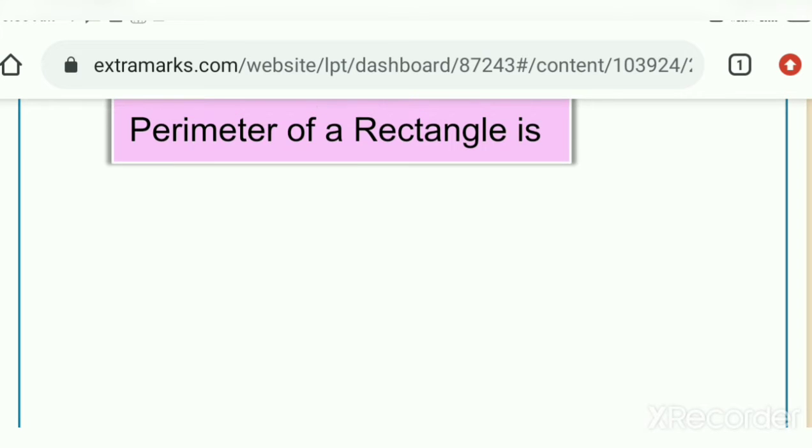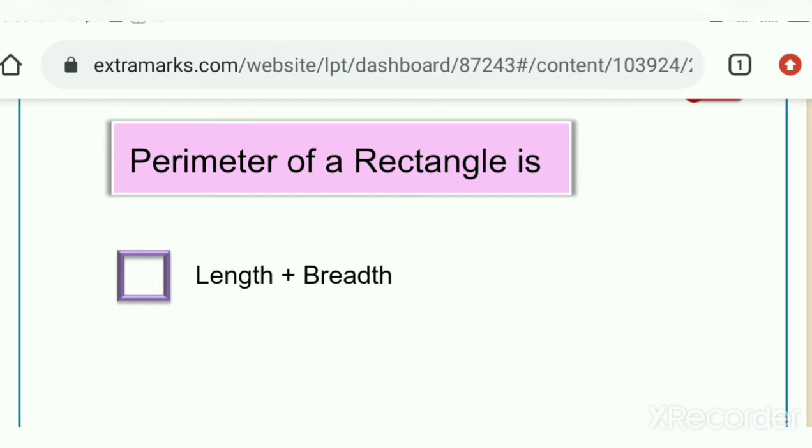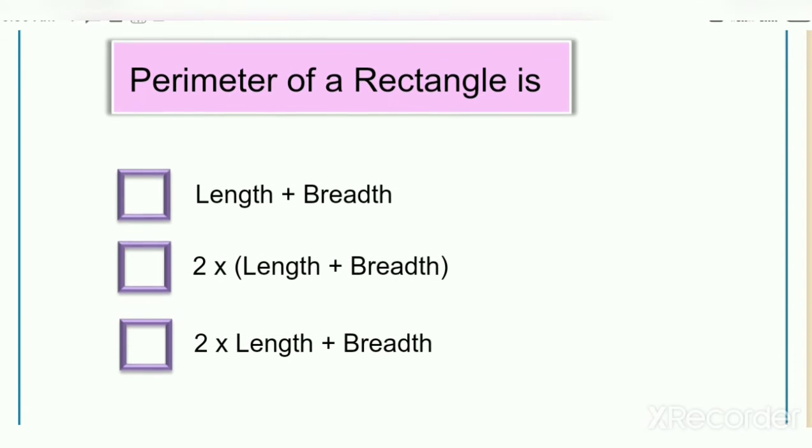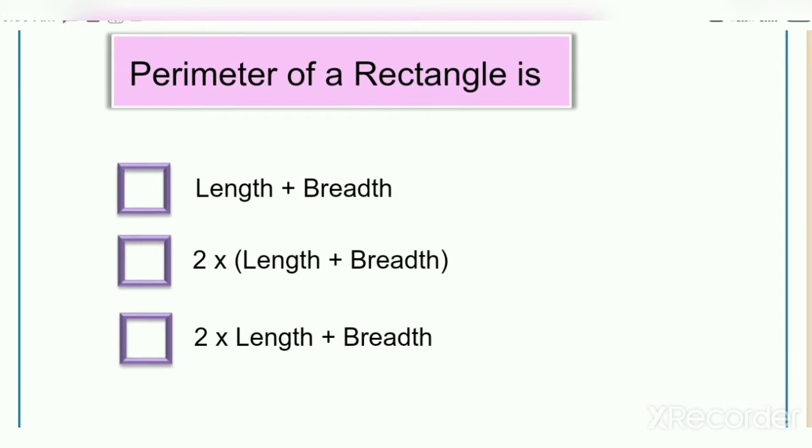Perimeter of a rectangle is 2 times (length plus breadth). Yes, it's cool.